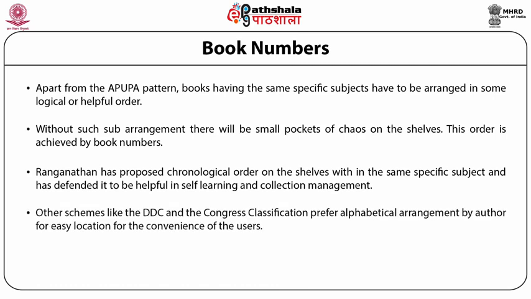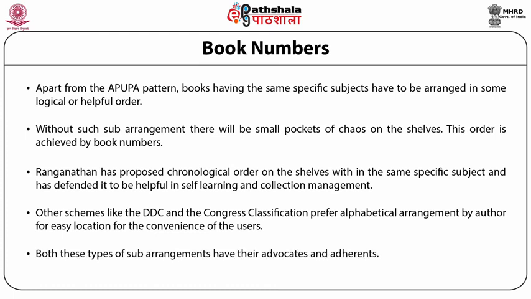Other schemes like DDC and the Library of Congress Classification prefer alphabetical arrangement by author for easy location, for the convenience of the users. Both these types of sub-arrangements have their advantages and adherents or advocates. But it may be noted that the chronological order is some sort of a later in time order, as given by Ranganathan for helpful sequence in array.